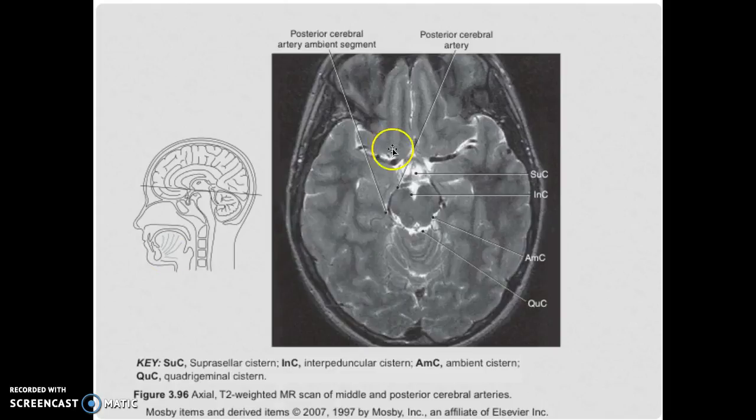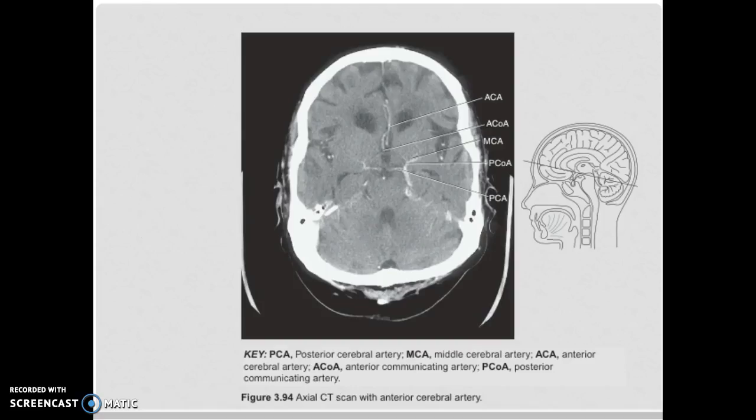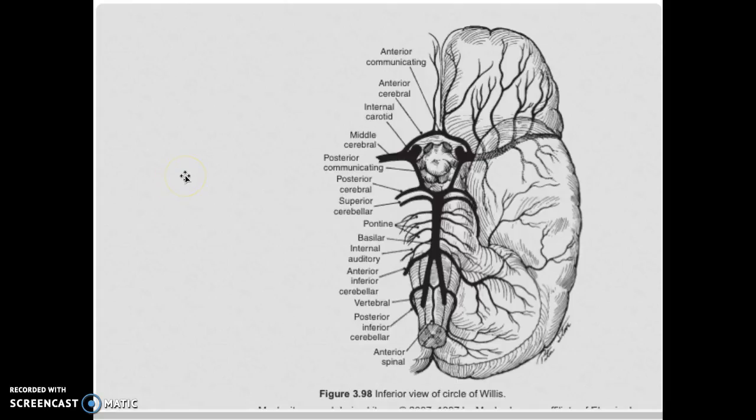So here we have the middle cerebrals, the anterior up front. Here's your suprasellar cistern. This is your ambient cistern. Within the ambient cistern is your posterior circulation, so your posterior cerebral arteries. And here is your CT, and this is your anterior communicating artery, or anterior cerebral artery with your anterior communicators with your middles coming out. And this is your posterior communicating arteries with your posterior circulation.